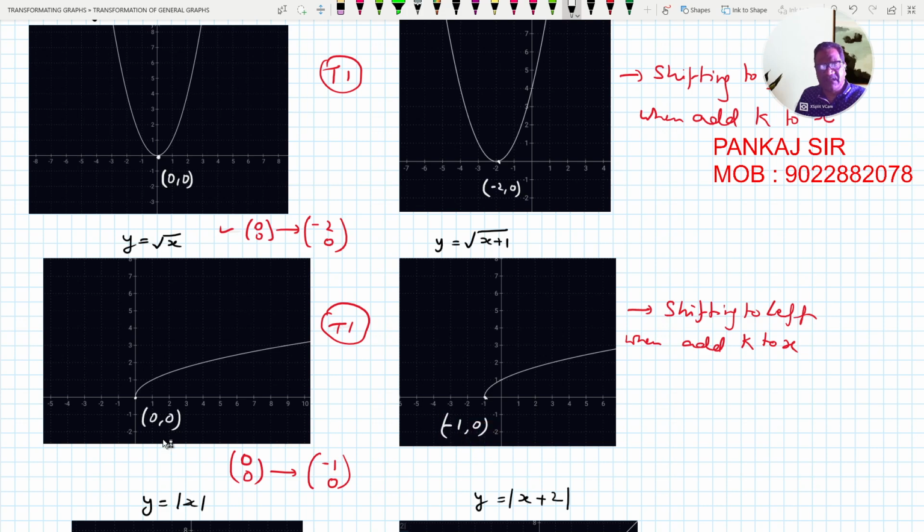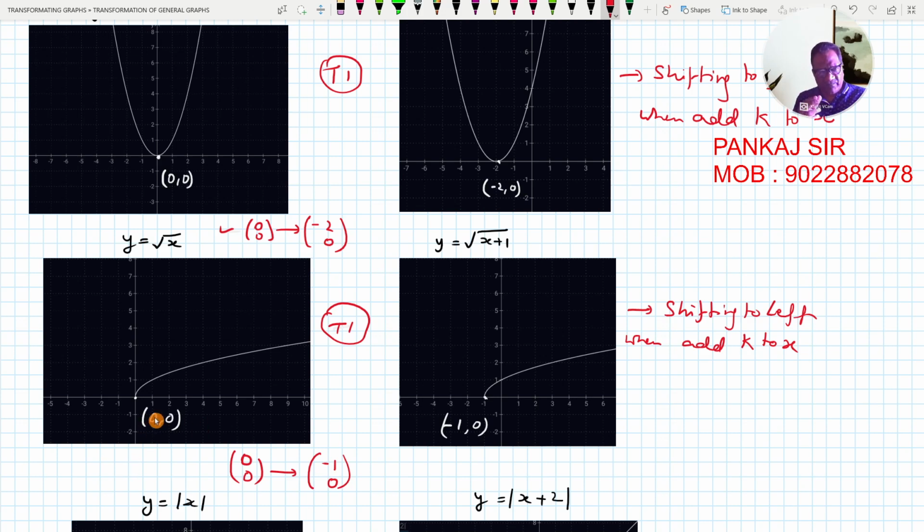Now see, any point is written in a horizontal way like this: 0, comma 0, minus 1, comma 0. And I have written it in the column vector form. Okay, 0, comma 0, or this can also be written this way. This is column vector form.